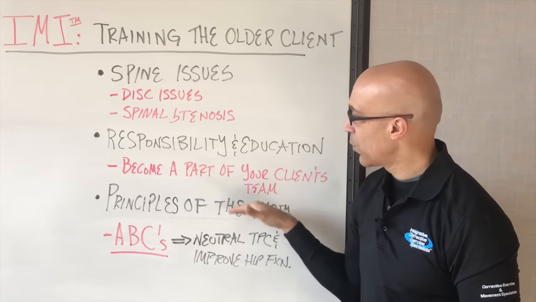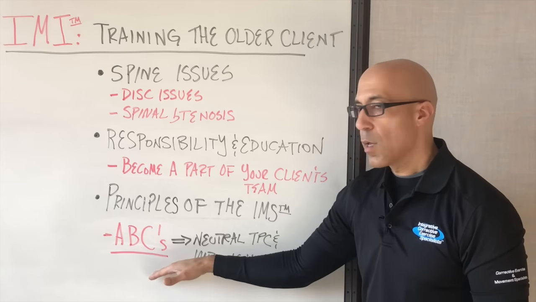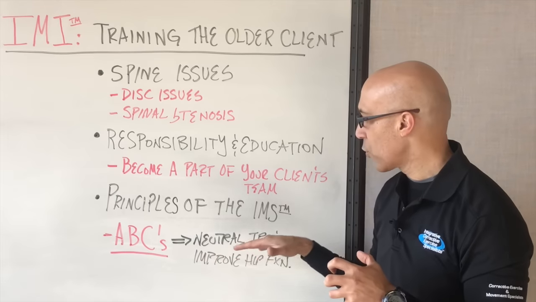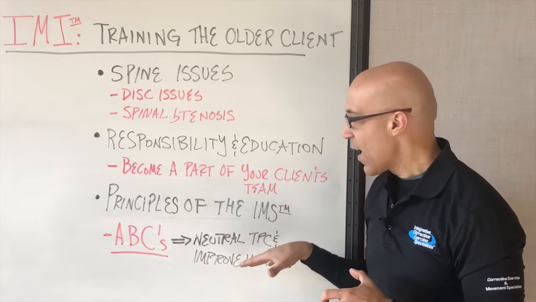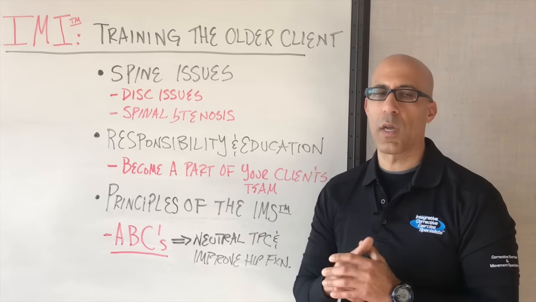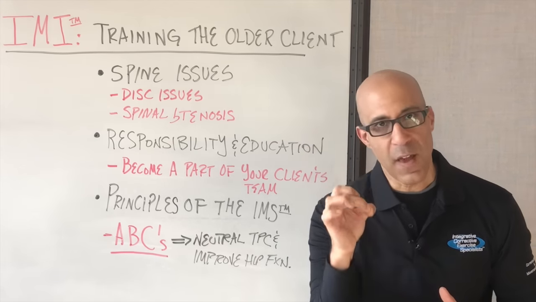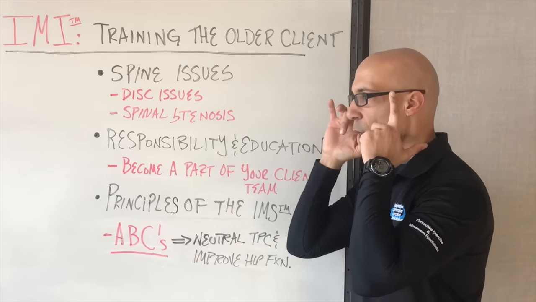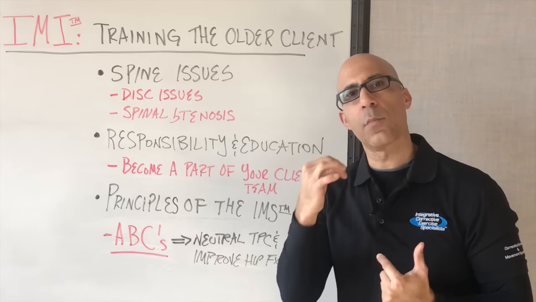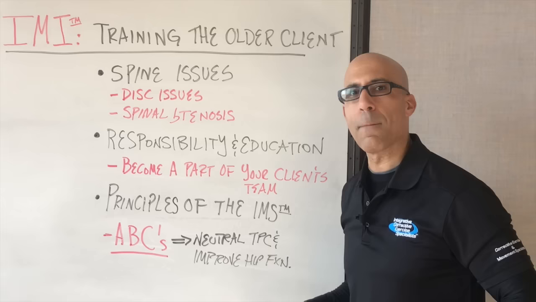Well, we really think about these principles of the integrative movement system: alignment, breathing, and control. And ultimately, we want to help them train neutral alignment of their thoracopelvic cylinder, or TPC, and improve hip function. So again, what does neutral mean? We want to get them to their best alignment, meaning where their head is as long as it can be, their head is stacked over their thorax to the best of their ability, and their thorax is stacked to the best of their ability over top their pelvis.